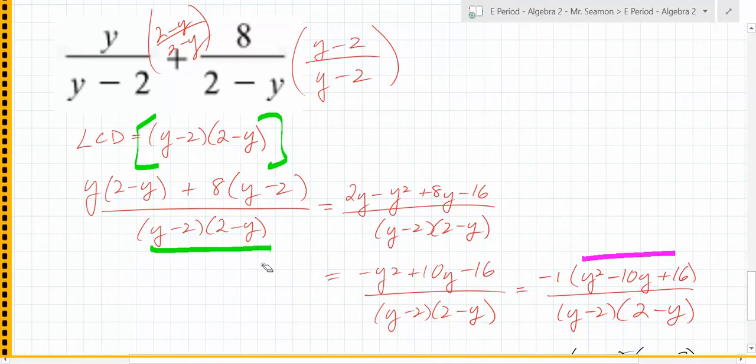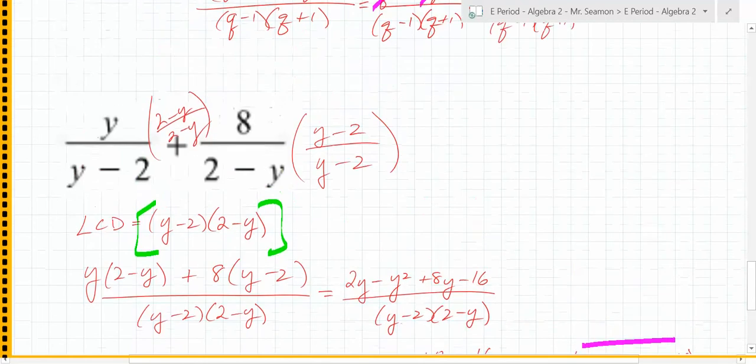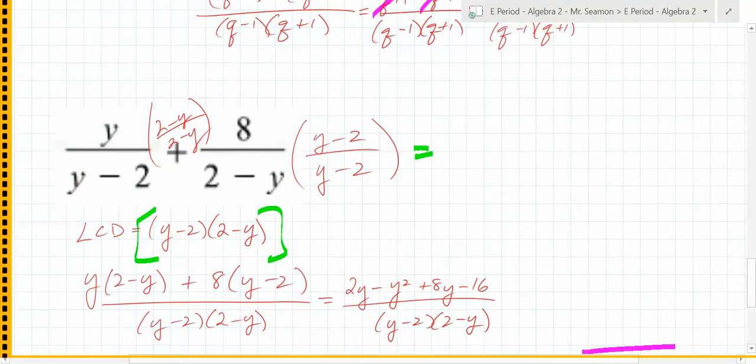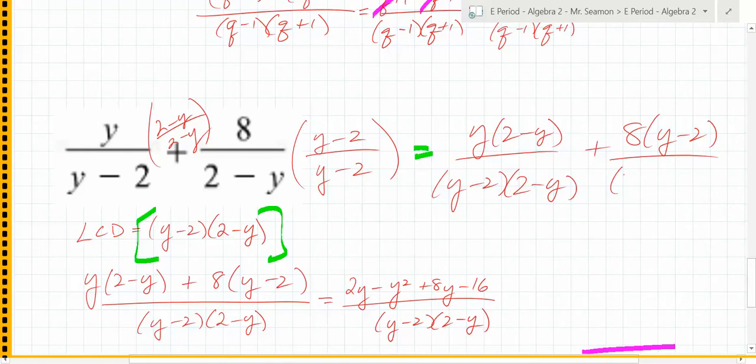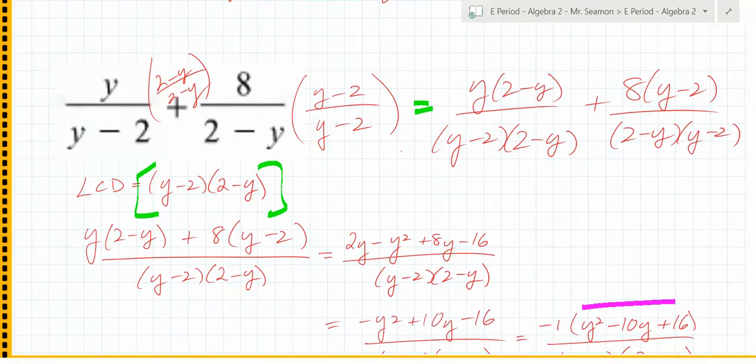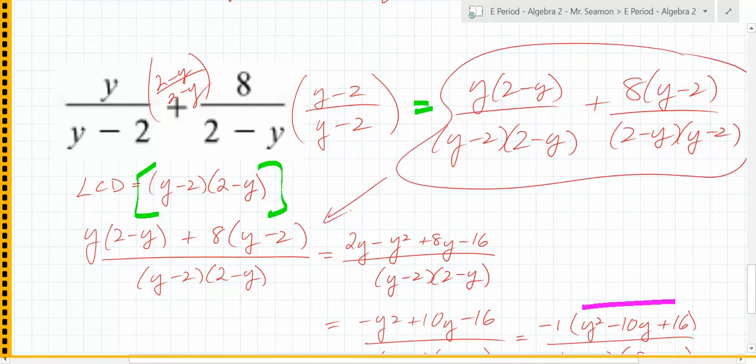Okay. Do you understand? I skipped one step that might have messed you up a little bit. So we did this multiplication. So what did we end up with? Y times 2 minus y over y minus 2 times 2 minus y, plus 8 times y minus 2 over 2 minus y times y minus 2. We now have a common denominator, and that's how we got to there.